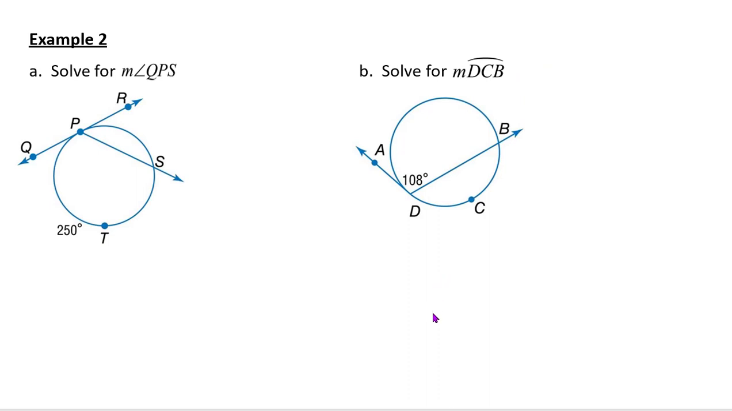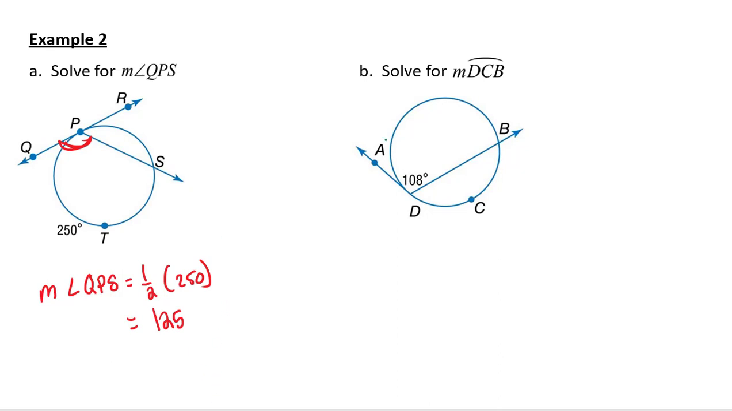Okay, now some examples having to do with that. Solve for the measure of angle QPS. So the measure of this angle here, where I have a tangent and technically a secant or a chord. So the measure of angle QPS is equal to 1/2 of 250. So that equals 125.